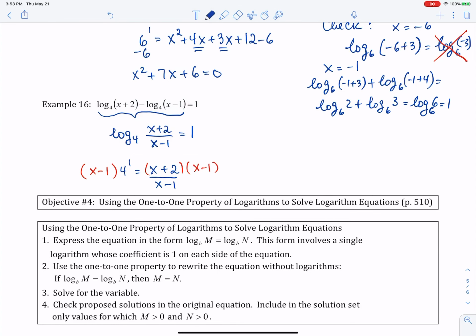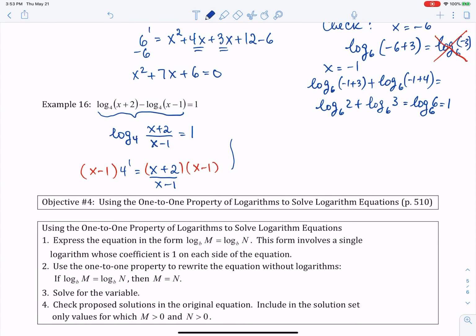And so I'm going to continue right here. 4 times x is 4x. 4 times negative 1 is negative 4. The x minus 1 and x minus 1 cancel, so x plus 2 goes to this side of the equation. Subtract the x and add the 4. We end up having 4x minus x is 3x, and 2 plus 4 is 6. Divide by 3, x is equal to 2.